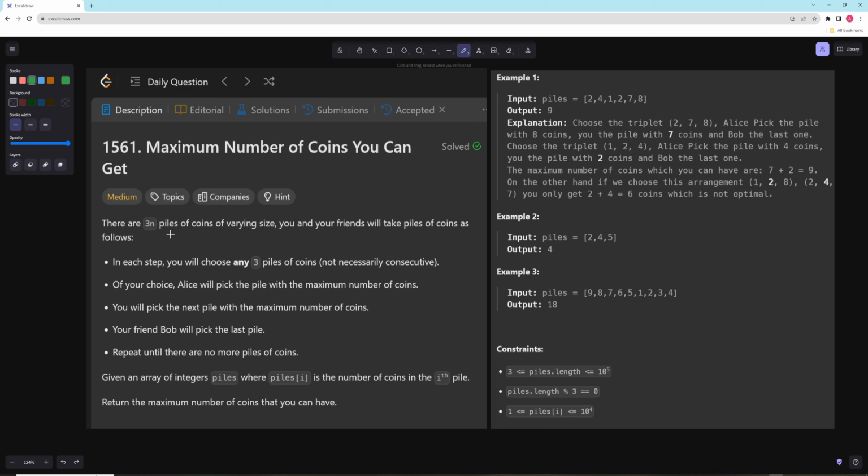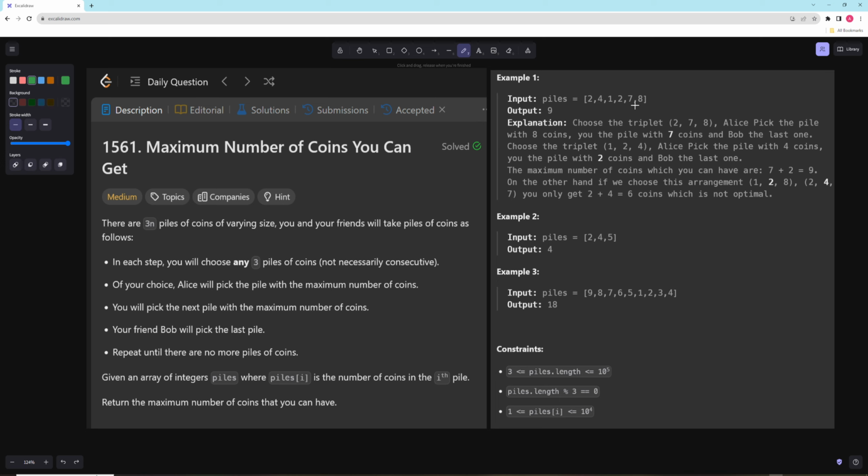So there are 3n piles of coins of varying size, and you and your friends will take coins. Basically, you pick 3 piles, and out of those 3, another person will pick the first coin, then you get the next one, and then another person gets the last one. You're trying to maximize your total. So you have Alice, Bob, and me, and you want to maximize the number of coins you can get. Let's go through this example.